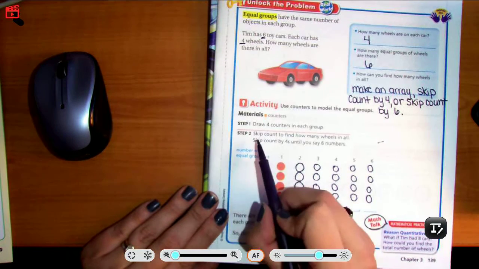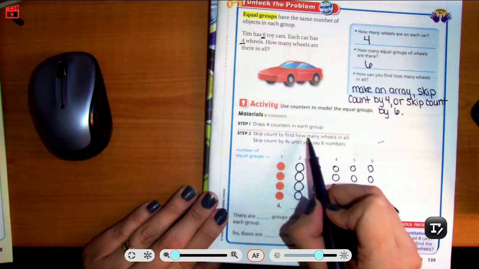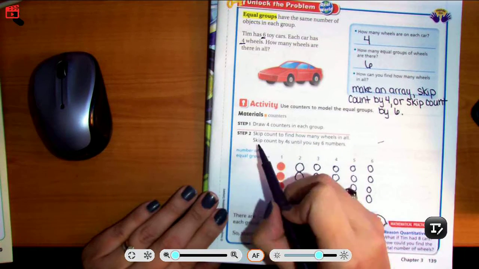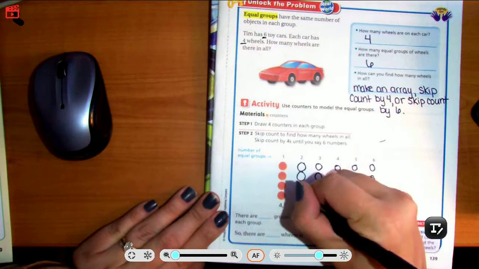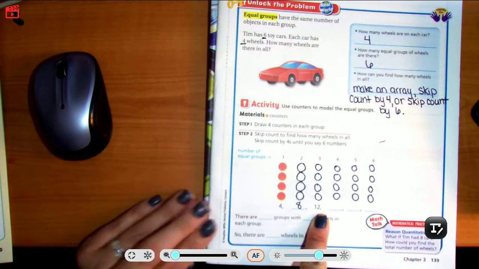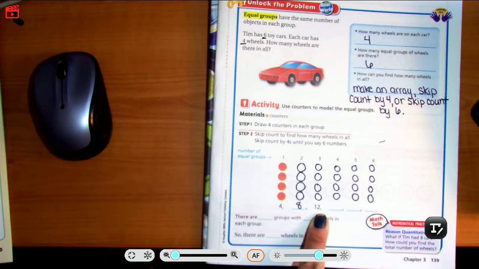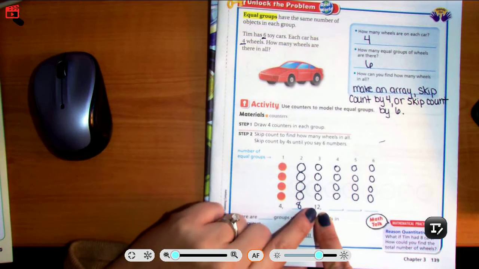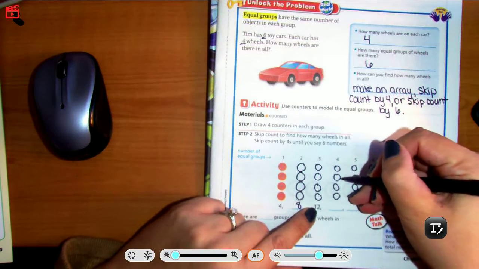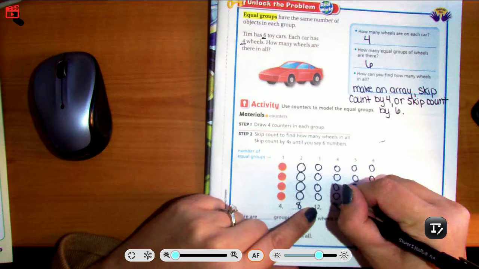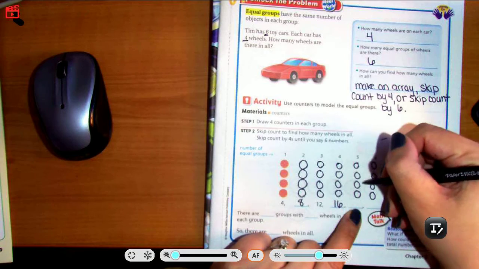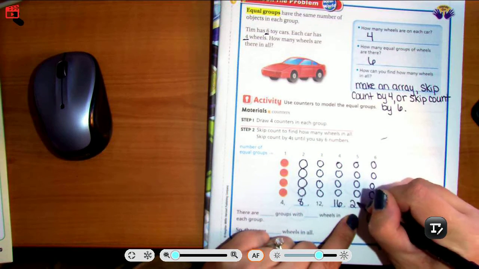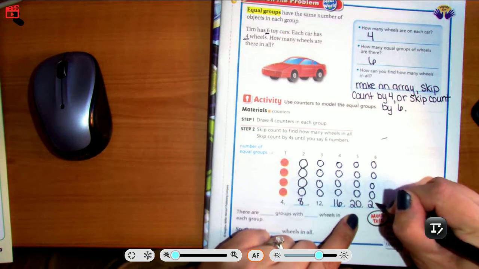Okay. Now, skip count to find how many wheels in all. So skip count by 4s until you say 6 numbers. So 4, 8, 12. I can't really remember how to skip count by 4. So what can I do? Okay, I'm at 12, so 13, 14, 15, 16. 17, 18, 19, 20. Oh, I remember. It's 24.